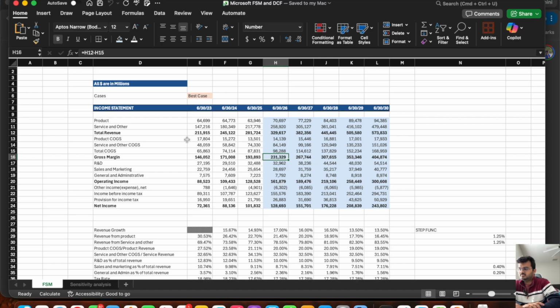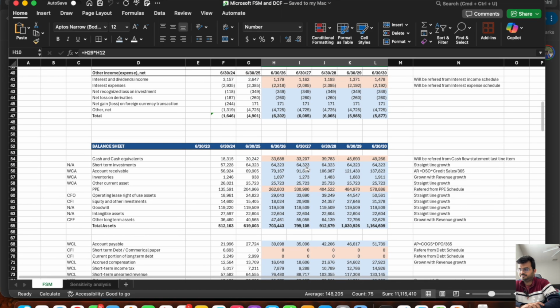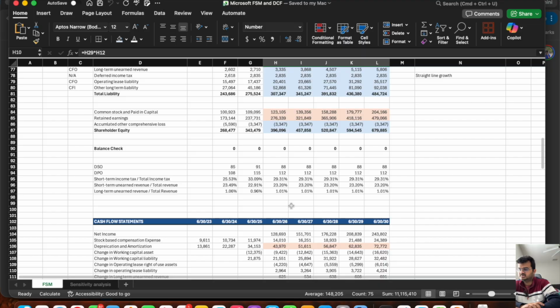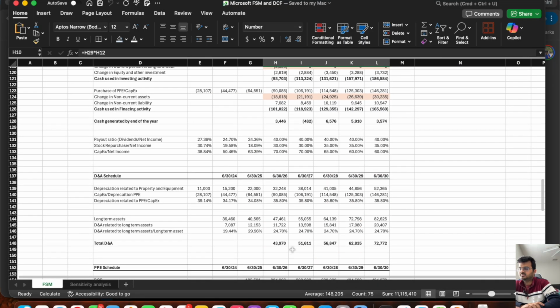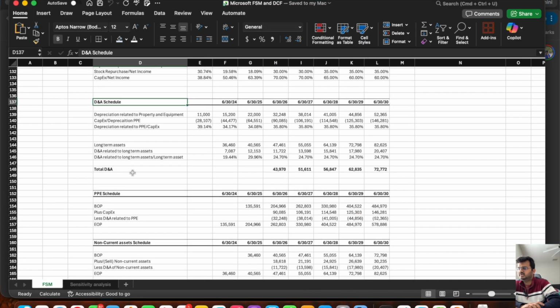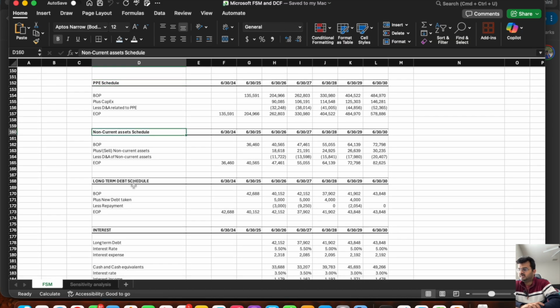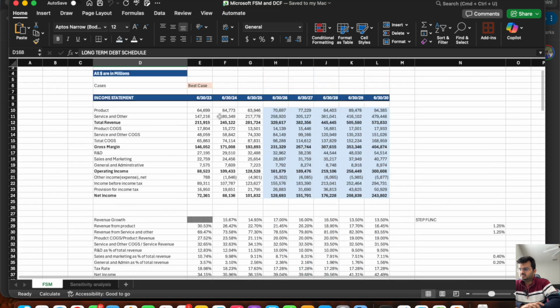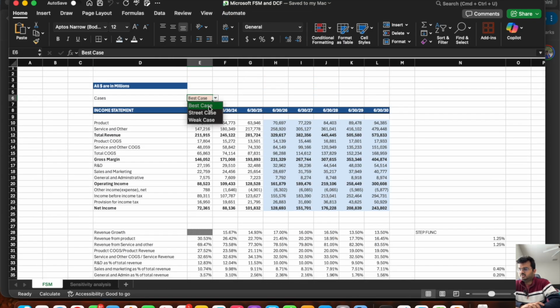So in this financial statement model, what I have done is forecasted the entire income statement for the next 5 years, forecasted the balance sheet for the next 5 years, and forecasted how the cash flow statement will look for the next 5 years. On top of it, whenever needed, I developed a depreciation and amortization schedule, property, plant, equipment schedule, asset schedule, and long-term debt. Along with that, I have also developed how the street case will look, how the best case will look, how the weak case will look. So everything is integrated. If I make one change in any way, the entire model will get updated accordingly. So this is what I did, and this will be the input for whatever I'm going to do now.